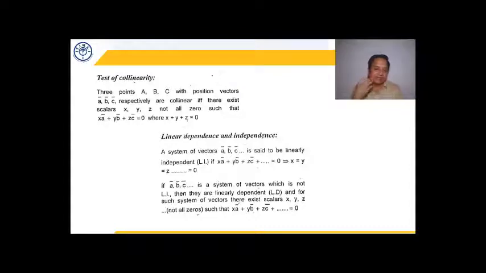If we do not find any such scalars and the only case is that all x, y, z are 0, we say they are linearly independent. So for linearly independent, we will not find any other scalars apart from all x, y, z being 0. If it is not the case, then we say it's linearly dependent.